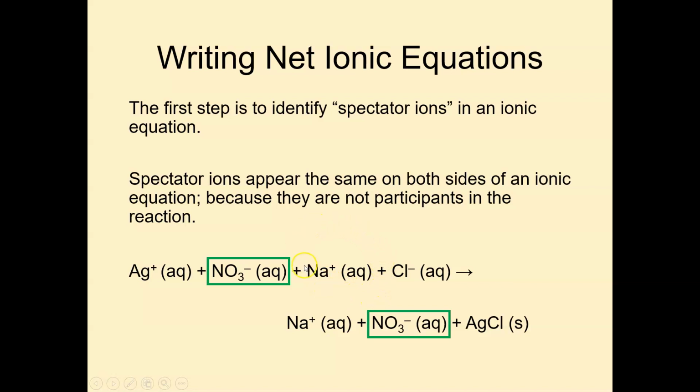Sodium is Na plus aqueous on the left. It is Na plus aqueous on the right-hand side of the equation. So it is also a spectator ion. Chloride is Cl minus on the left-hand side. It is part of the insoluble compound silver chloride on the right-hand side, so it is not a spectator ion. So in the case of this reaction, I have identified two spectator ions, nitrate and sodium.